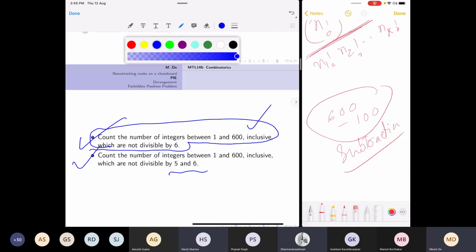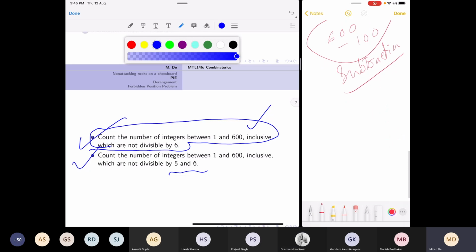We will subtract the numbers that are divisible by 30. Divisible by 30, okay. Which are not divisible by 5 and 6. 5, 6, and 30, you are saying. So we are considering that they should not be divisible by both at the same time, right?